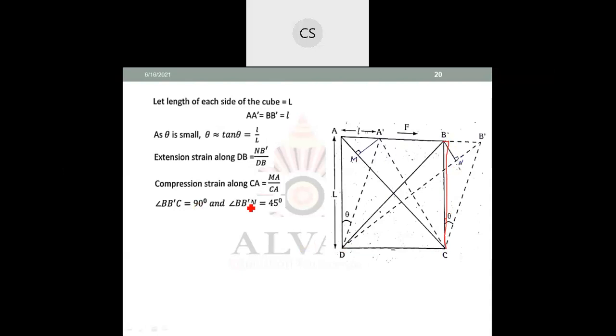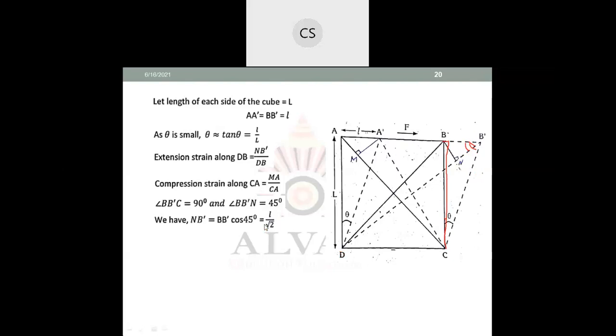So therefore, angle B dash N, this angle you are talking about, this one. Okay. So B dash N, not complete angle. I made a mistake. So this angle we are talking about. Since DB dash is diagonal, the diagonal will divide the angle into exactly two parts. So exactly half of that. So this angle is half of the 90 degree. So therefore it is 45 degree. Yes, fine.